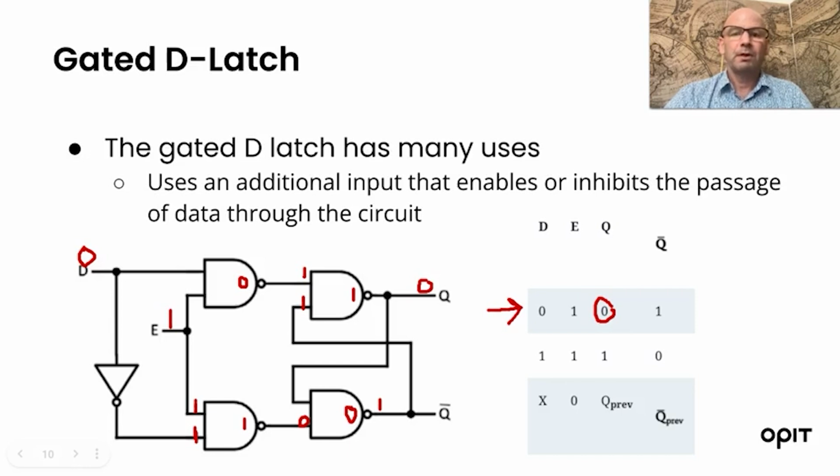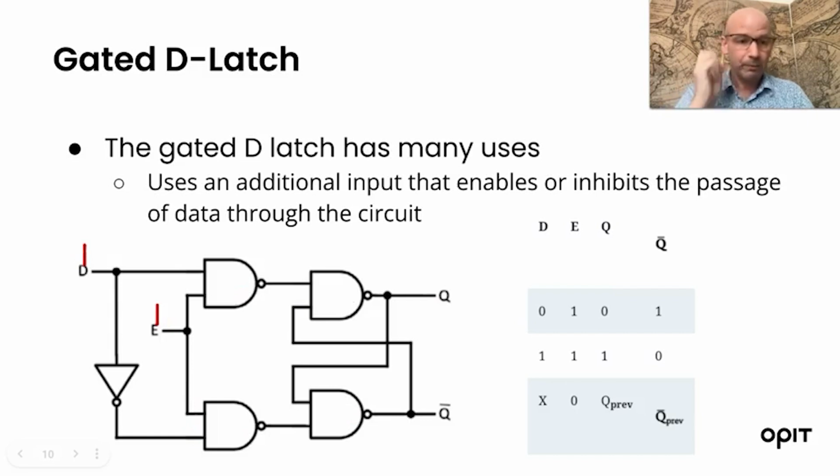Okay, so we know that if D is 0, then the output Q will be 0. Now let's do the second row here, where D is equal to 1 and E is turned on. So if we set D to 1 and E is 1, then we know that 1 and 1 here will be 1, inverted will be 0. And because this is 0, we know that the output here is going to be 1. So we don't really need to do anymore. We know that the output for Q is going to be 1, as long as E is turned on.